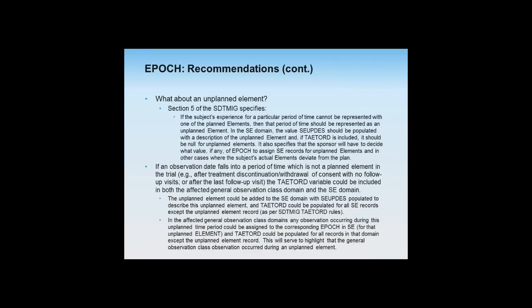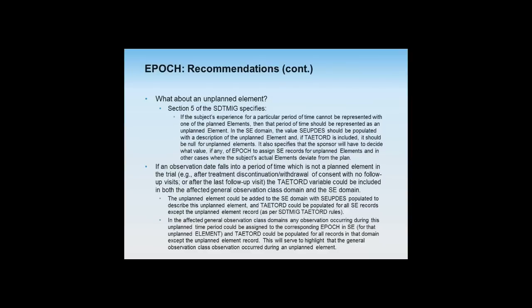Then the team started discussing, what happens if we have data collected at an unplanned time in the study? And we realized the implementation guide talks about these unplanned elements that we can define. So if you're not familiar with that, I'll give you some background. Basically, any period of time that is considered unplanned should be represented in the trial elements domain and subject elements domain as an unplanned event. So the value of the unplanned event description should be populated with what that unplanned element is.